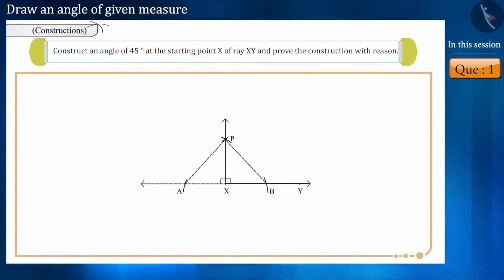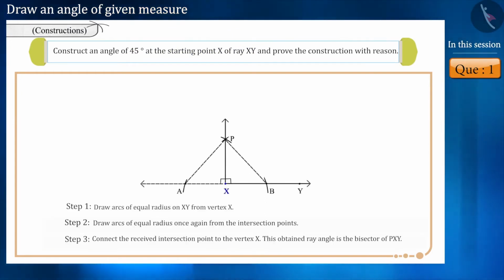Now from here, follow the steps of the angle bisector and to vertex X on ray XY and ray XP, draw arcs of equal radius. Then, by drawing arcs of equal radius once again from the intersection points, and joining the intersection point obtained to vertex X, we get the bisector of the angle PXY. We can easily construct an angle of 45 degrees from the vertex X.